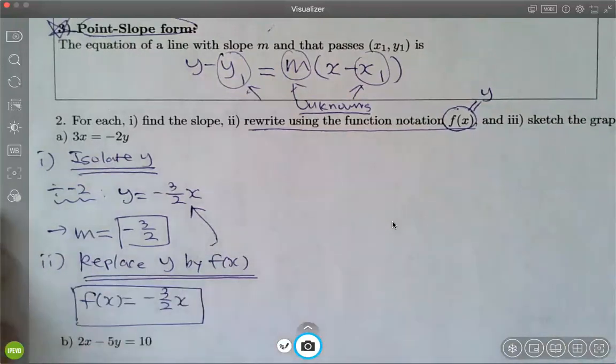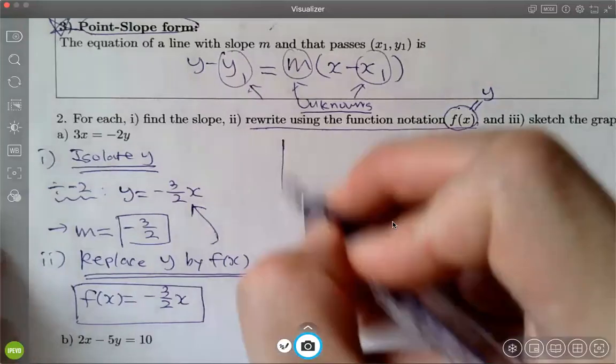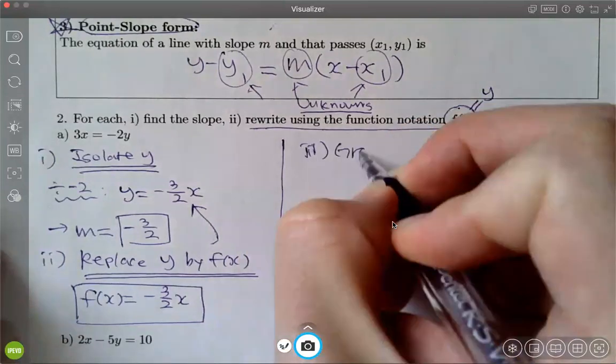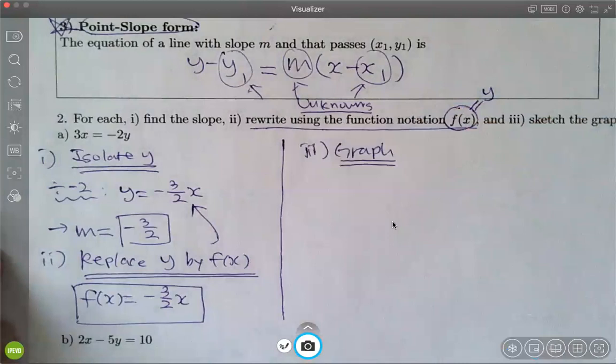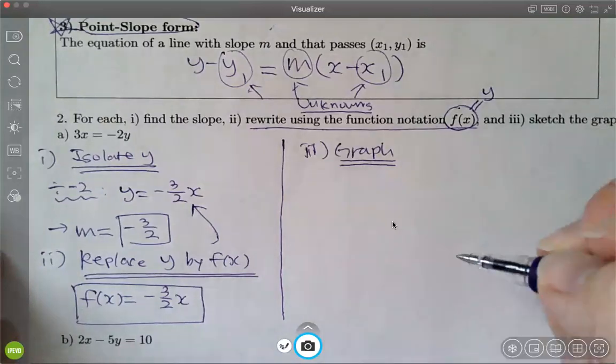Surprisingly, many people think too much and too deep, and they produce some bizarre answers, but no, just replace y by f of x, that's all. Done. Okay, and now graph. So now remember, to graph a line, we need 2 points, right? Mostly x and y intercepts will work, right?